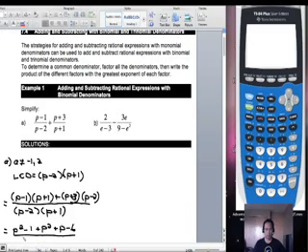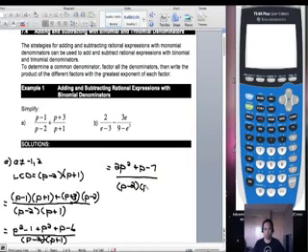Remember to state it with an LCD. And I'll just bring the final, gather like terms up here, and we'll finish it up here. As far as you can go, so you're done.